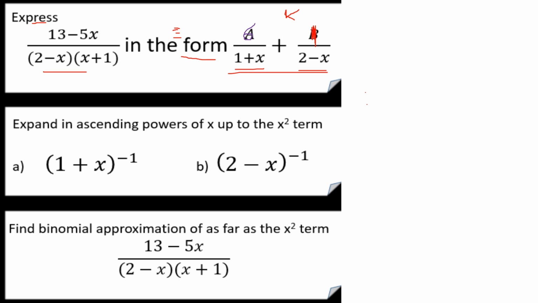The next part: expand in ascending powers of x up to x squared for part A. So 1 plus x to the minus 1. The formula in your formula booklet, guys, for your A-level maths, is 1 plus nx. So n is equal to -1 here.